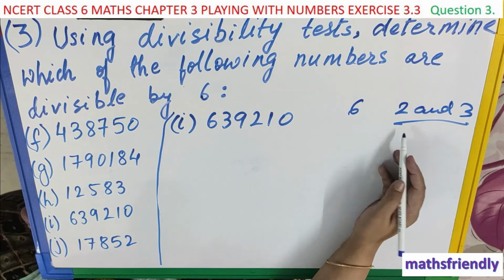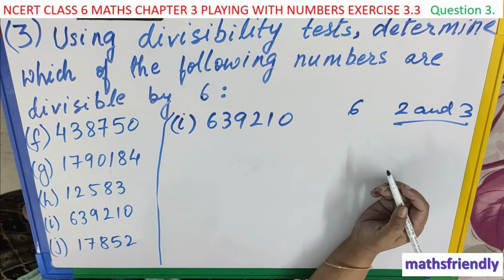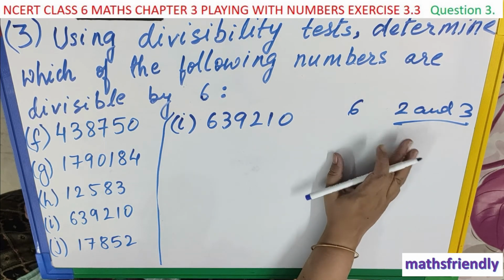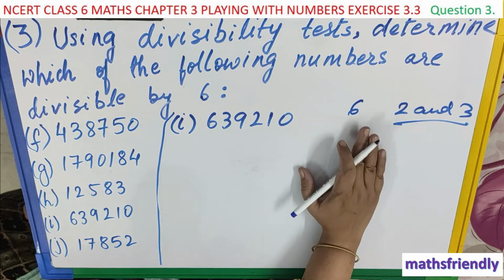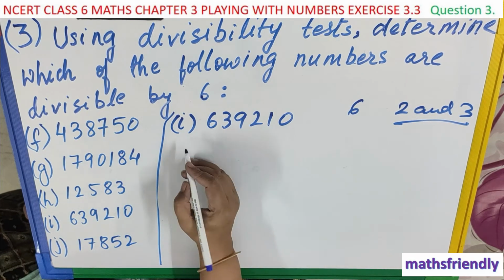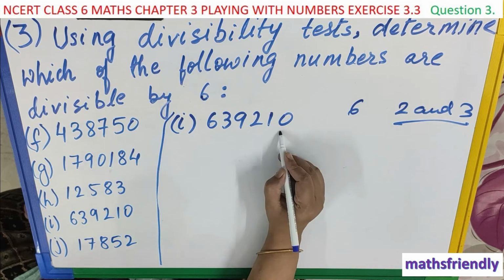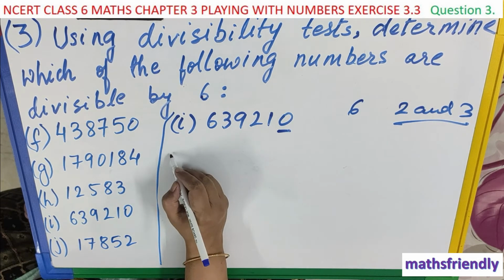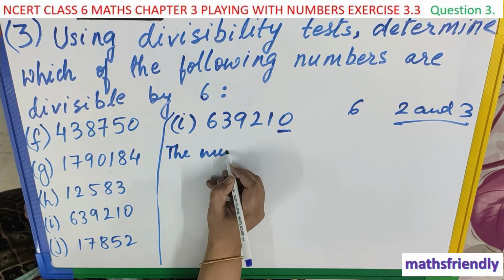I am repeating this in every question so that you can learn it properly. You will never forget it if you hear it in every question, so I am repeating this each and every time. Now, the last digit, the units digit, is 0. It means the number is divisible by 2. So we write: the number is divisible by 2.